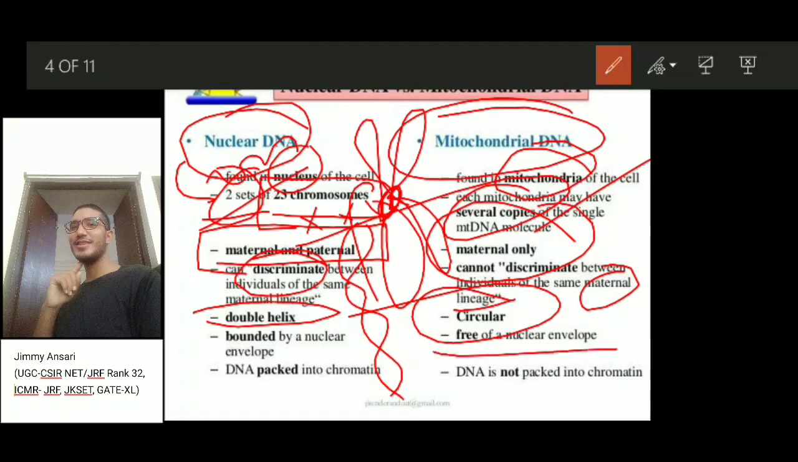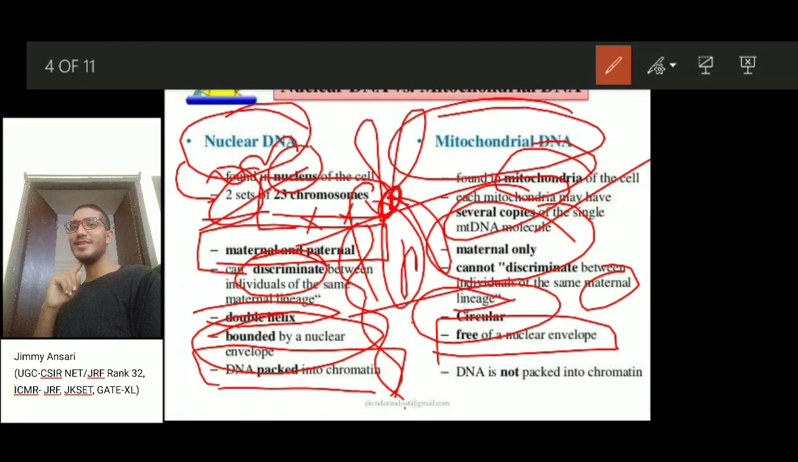Mitochondrial DNA is free of an envelope, but nuclear DNA is inside the nuclear envelope inside the nucleus. Nuclear DNA is packed into chromosomes or chromatin, which we call chromosomes, and the mitochondrial DNA is not packed into any chromatin structure.